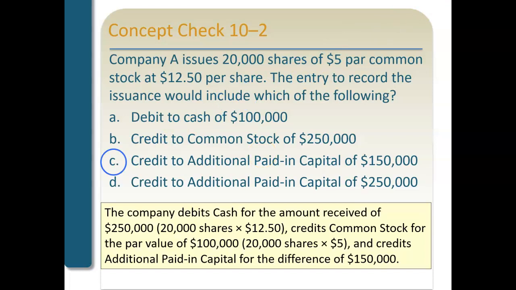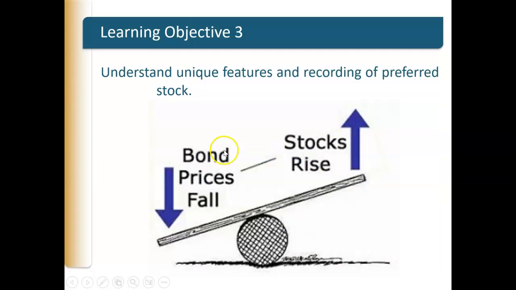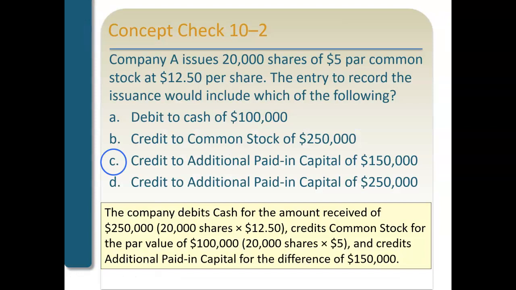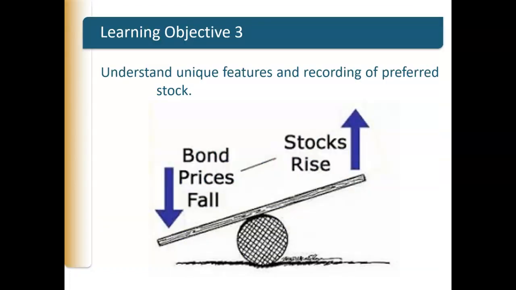Excellent. Cash is $250,000. 20,000 shares at $12.50. We'll debit cash for $250,000. We'll credit common stock for just the par value, 20,000 shares at $5 a share. And the entire rest, $150,000, will be credited to additional paid-in capital. Does that make sense, guys? So know that with common stock, depending on if it's par value or no par value, we handle it different.